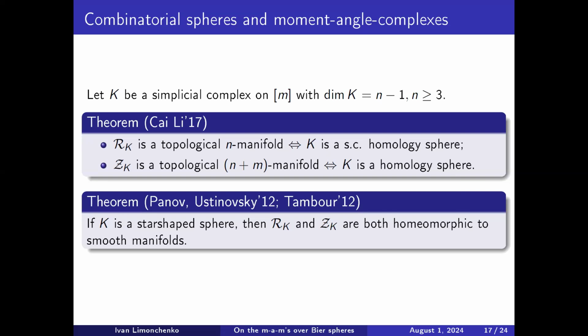They were interested in smooth structure on these polyhedral products. And actually, if K is a star-shaped sphere, equivalently the corresponding fan is complete and simplicial, then both R_K and Z_K are homeomorphic to smooth manifolds, and actually they have equivariant smooth structure.